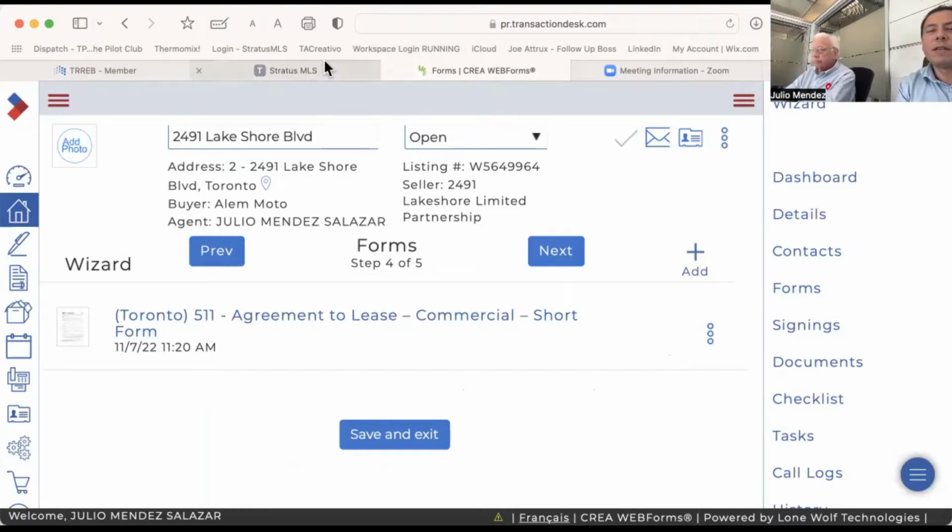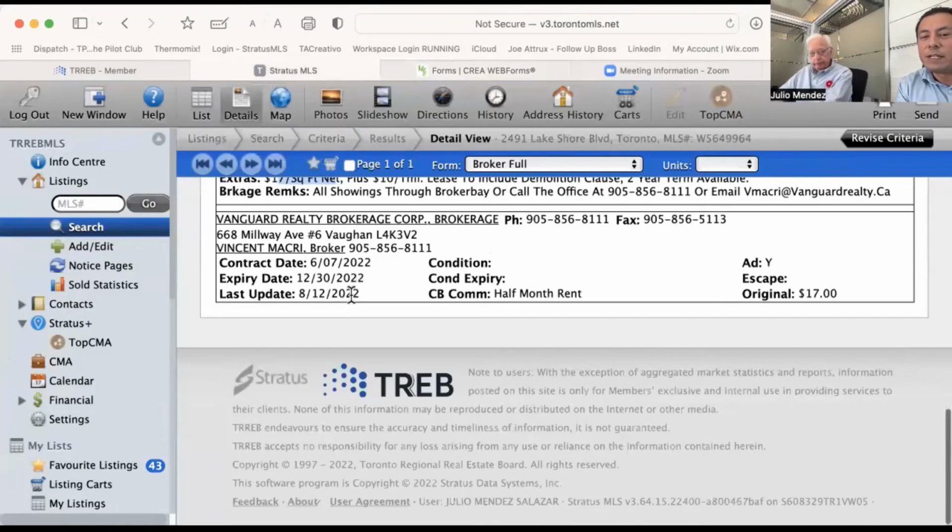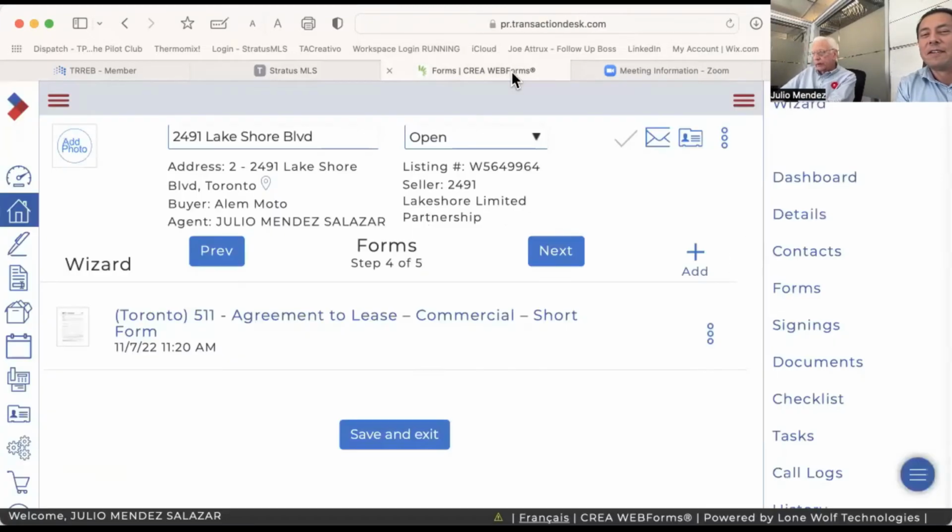Okay, we didn't even look at the commission. What is the commission of this thing? Half month's rent. That's okay. That's low, but okay. Should be at least a month, or it's 4% of the first year rent, 2% of the second, 2% of the third. That's sort of standard in the industry today. Great listing.